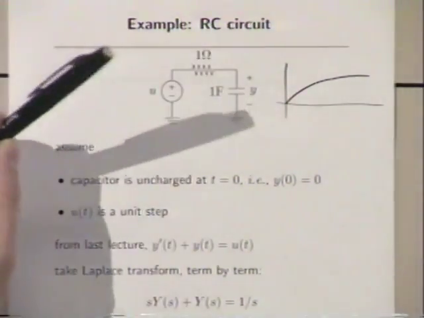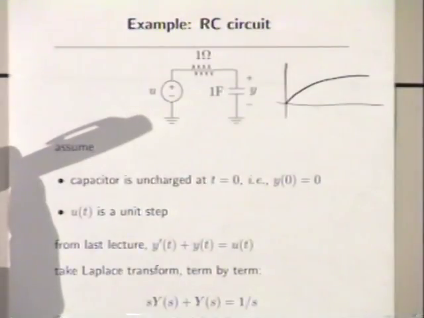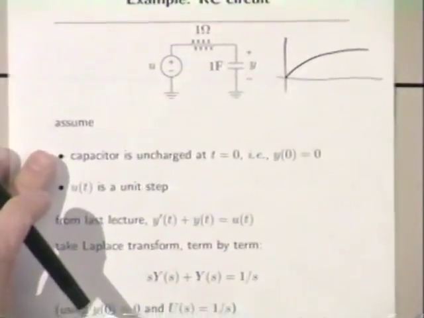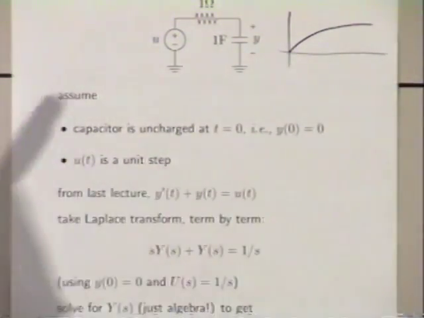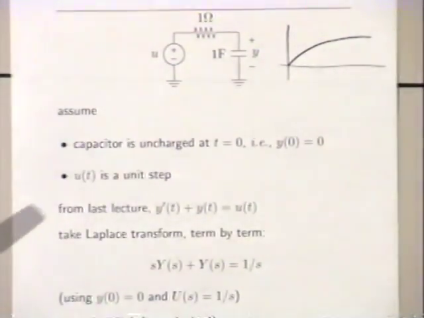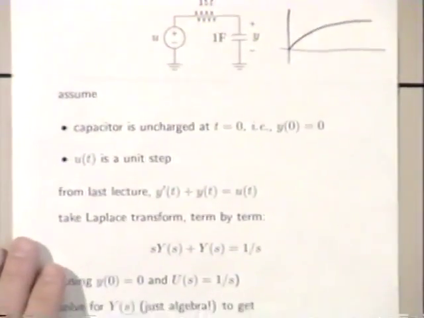Needless to say, 1 ohm and 1 farad are not the values found in integrated circuits. And the time scale, of course, is in nanoseconds or even picoseconds or something like that. Okay, so that's it. You know the solution.